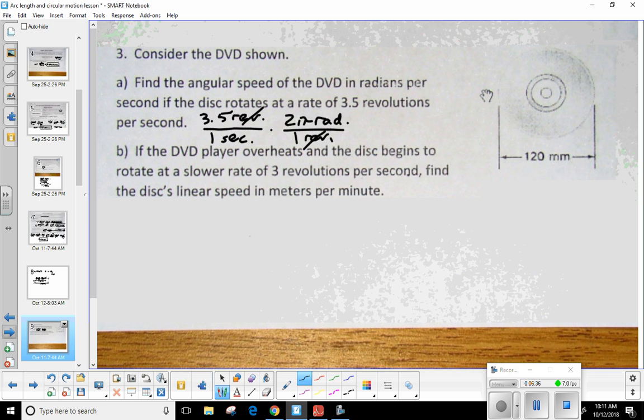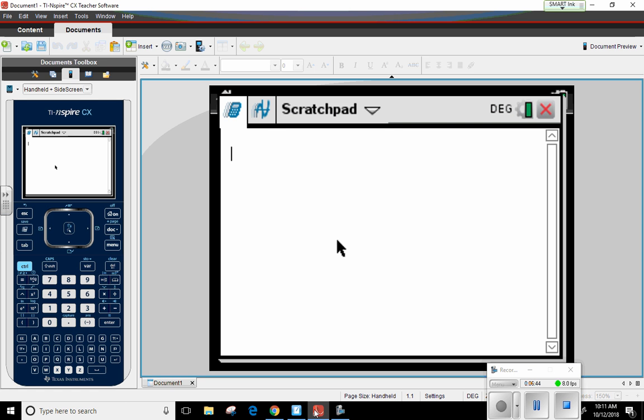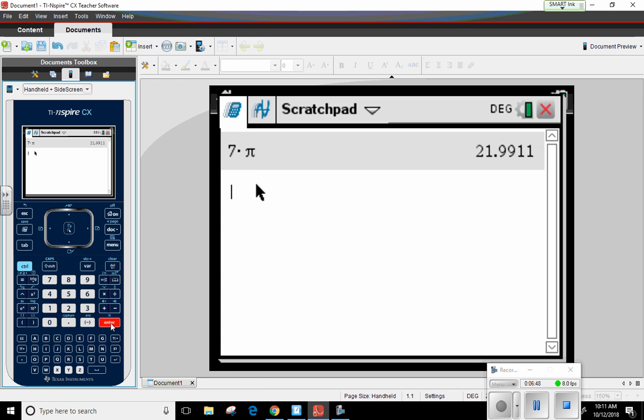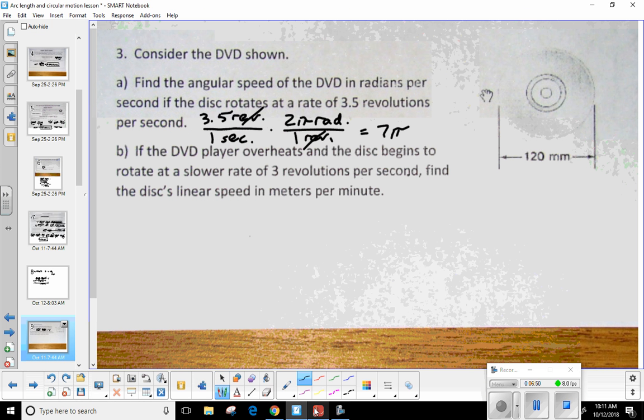Okay. So all I got to do is just multiply this out. So 3.5 times 2 pi will give me 7 pi. But let's see what that comes out to. 7 pi is 21.99, so I'd be safe probably saying 22 radians per second. Okay, there we go. So there's my angular speed.